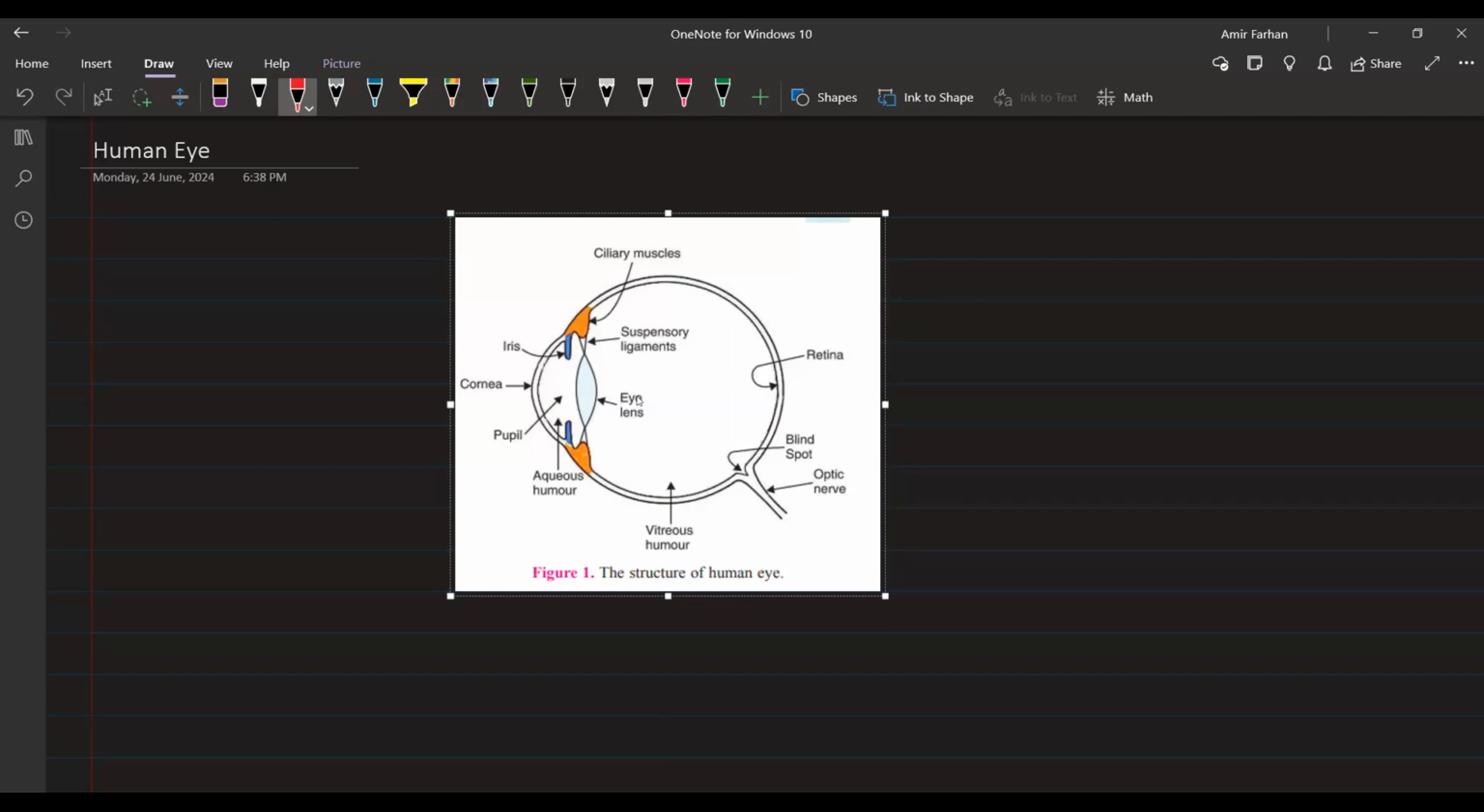Next is lens. What is the function of the lens? The lens basically lets the light rays pass through so that it can form an image. Okay, this is a very basic function that I'm telling you. I will write down everything.